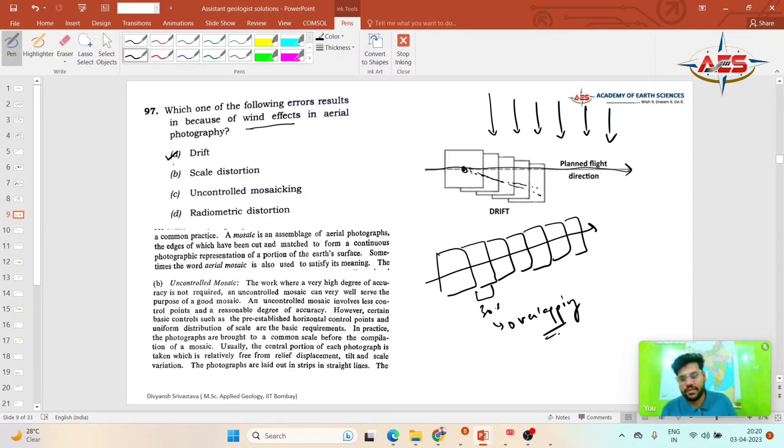Apart from this, if we see about scale distortion, okay, scale distortion is something when the airplane is moving like this and there is a variation in the flying height as well as in the surface topography. So this type of distortion occurs because of that. If we come to the radiometric distortion, radiometric distortion occurs due to some aerosols or some other atmospheric effects. Okay, this is the reason for the radiometric distortion. You can read about this.